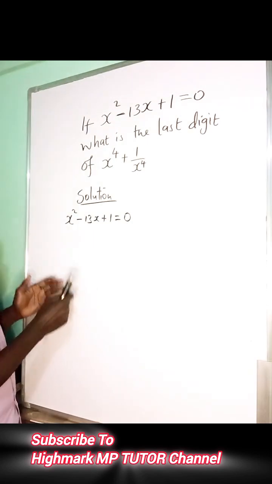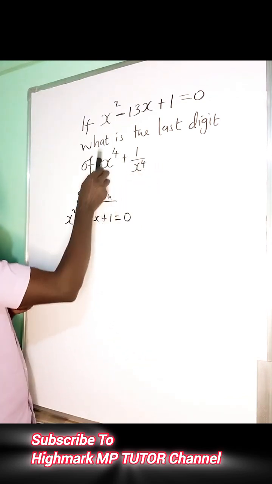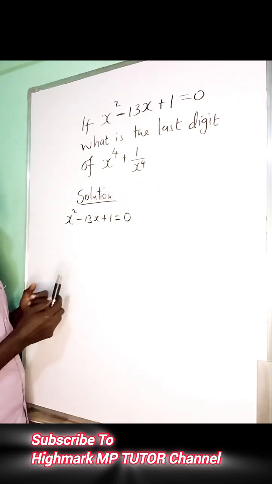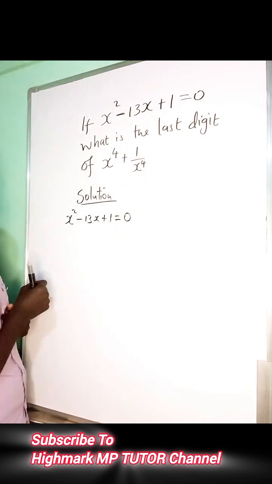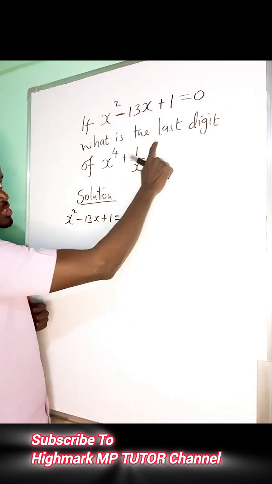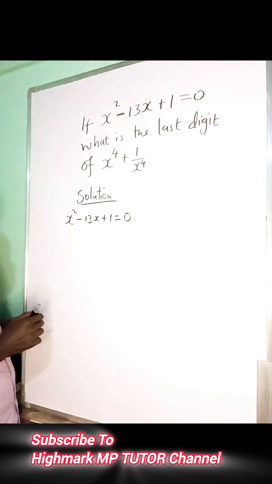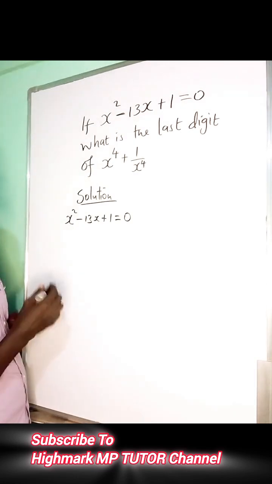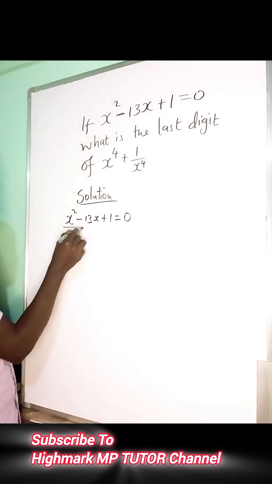Our target is to express this equation in such a way that part of it is this, and then from that equation we'll be able to determine a number that is equivalent to this, and then from that we'll be able to tell the last digit of that number. So in order to achieve that, we can begin by dividing the whole thing through by x.